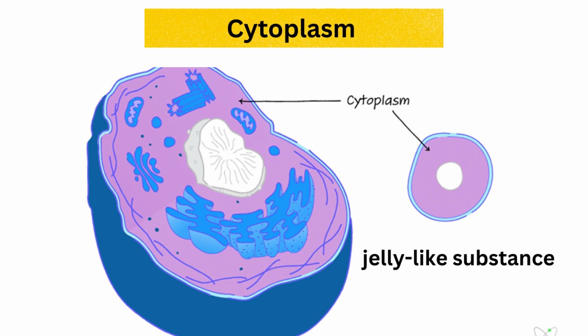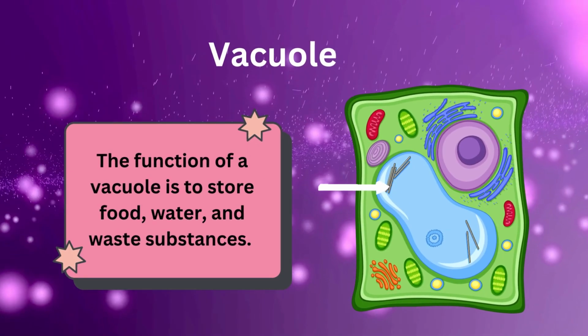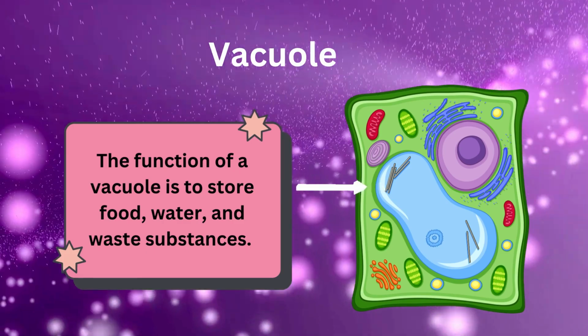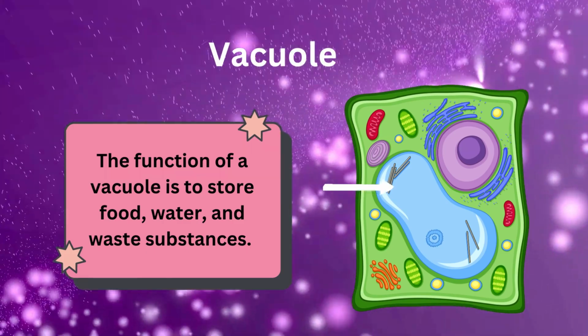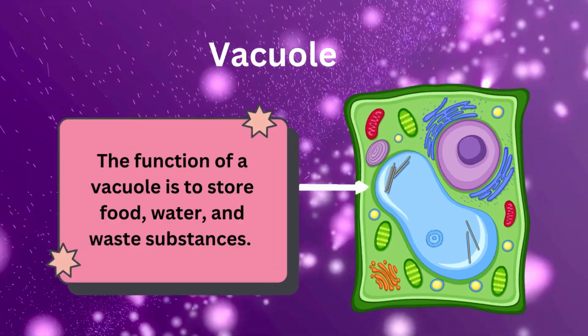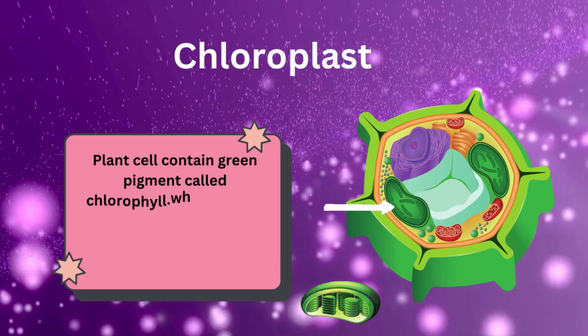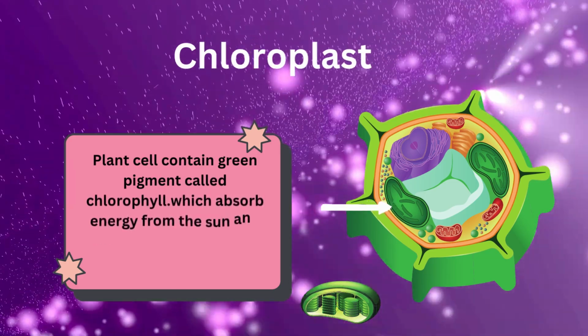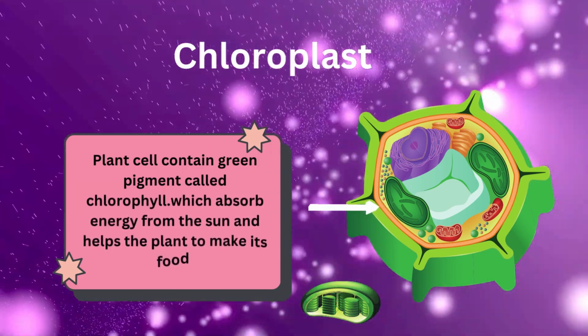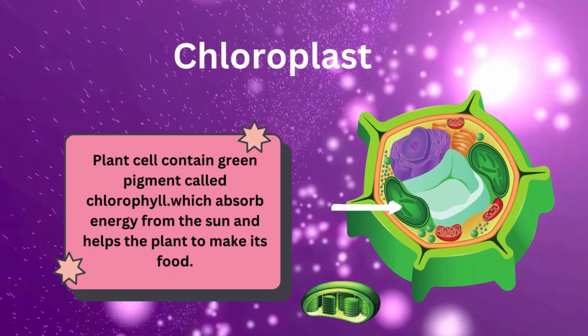The cytoplasm is a thick, clear, jelly-like substance present inside the cell membrane. Most of the chemical reactions within a cell take place in this cytoplasm. The next component is vacuole. The function of a vacuole is to store food, water, and waste substances. Chloroplast. Plant cells contain green pigment called chlorophyll, which absorbs energy from the sun and helps the plant to make its food.